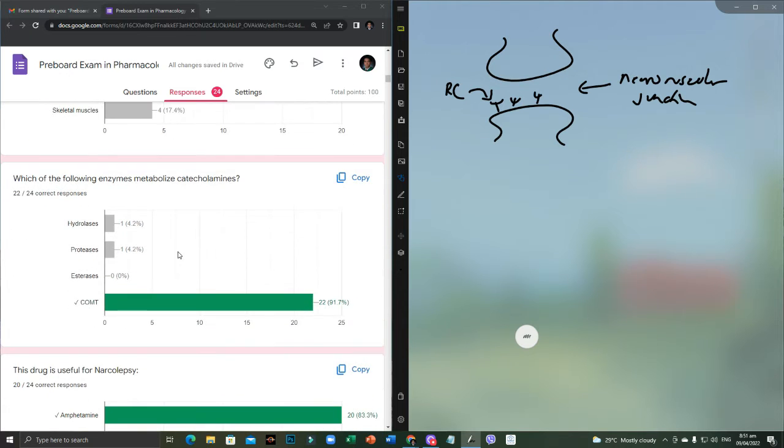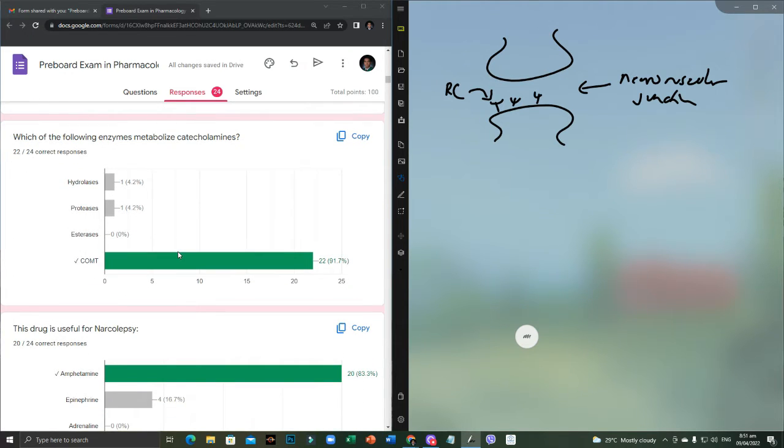All right. So next question. Which of the following enzymes metabolize catecholamines? So very good. That would be COMT. The other enzyme that would be metabolizing catecholamines would be the MAO, or what we call the monoamine oxidase enzymes. Hydrolases, obviously, this one causes hydrolytic reactions. Proteases, naman, on the other hand, destroys proteins or metabolizes proteins, and then esterases breaks down esters.